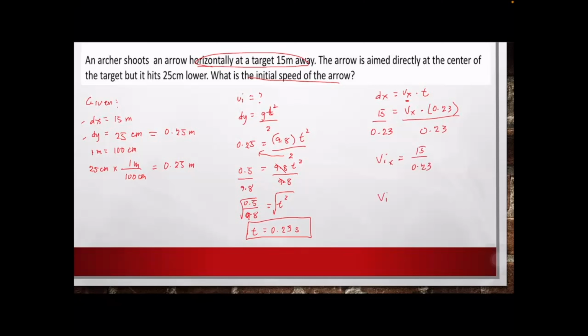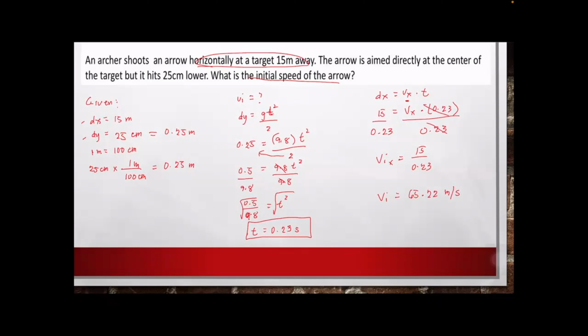So, Vi is equal to, so cancel out. What is the initial velocity? 65.22 po. So, this will be 65.22 meter per second.